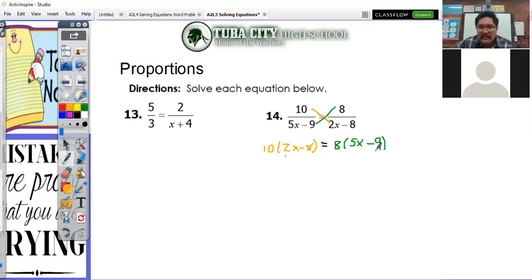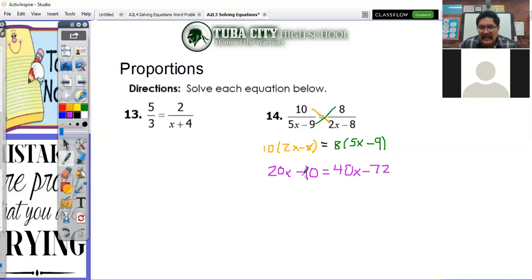And then from here, I'm just going to work on it like it's an ordinary algebra problem. And that's pretty much how you do proportions. From here, it's just the same as any algebra problem. So 10 times 2 is 20x minus 80 minus 40x minus 72.